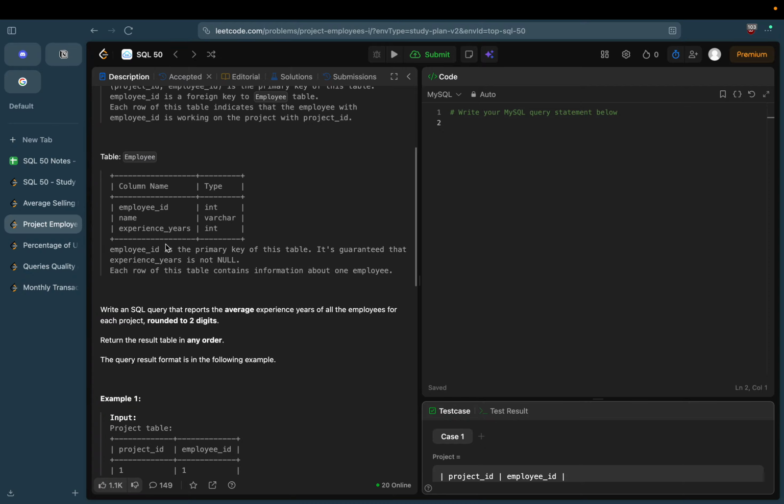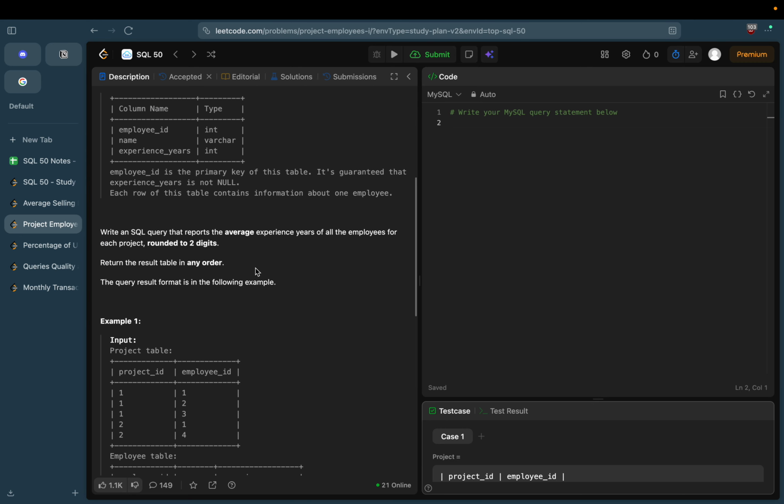Next table is called employee with employee ID, the name and experience years. Employee ID is the primary key of this table. It's guaranteed that experience years is not null. Okay, we will always have an integer value over here. Each row of this table contains information about one employee. Alright, let's see what they want as a solution. Write a SQL query that reports the average experience of all employees for each project rounded to 2 digits.